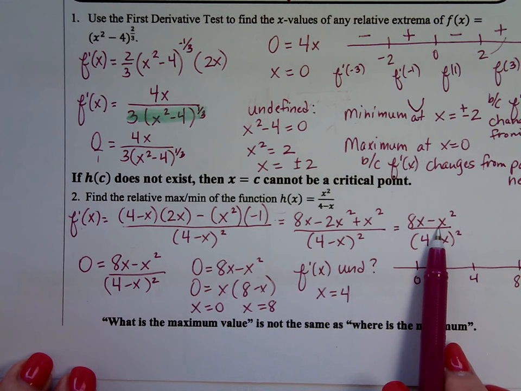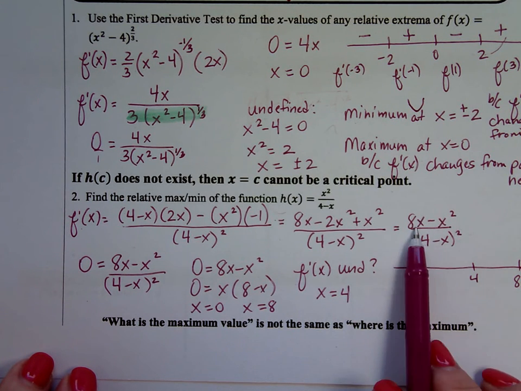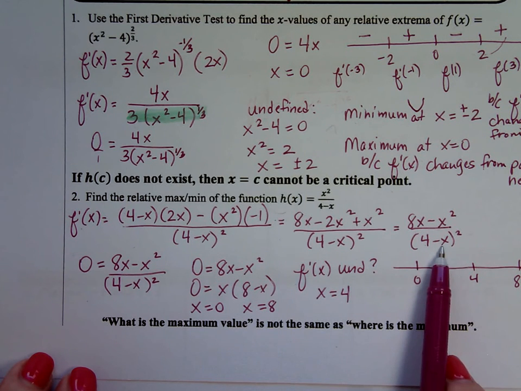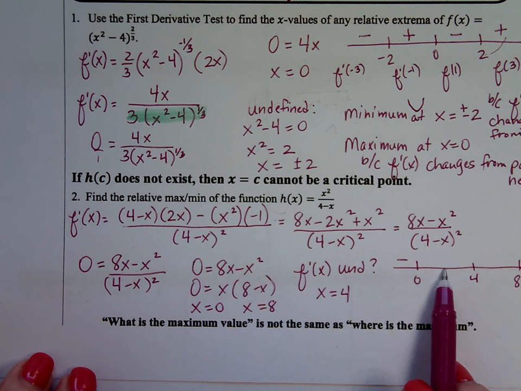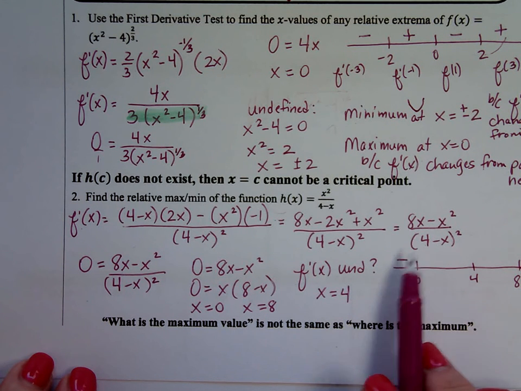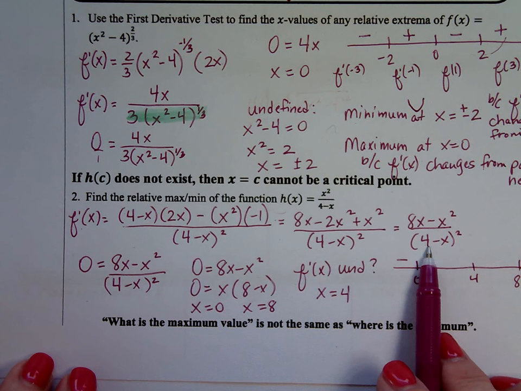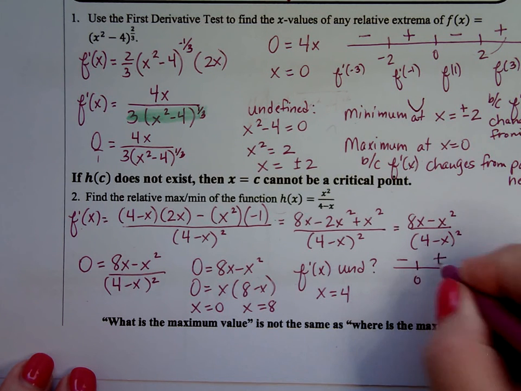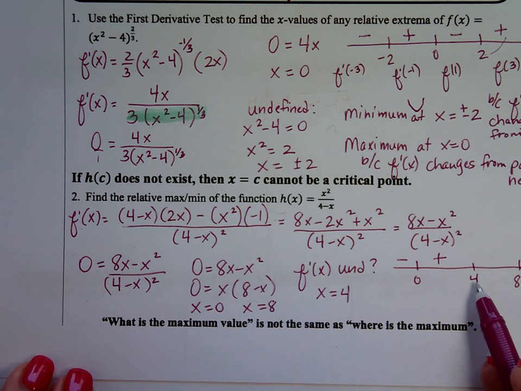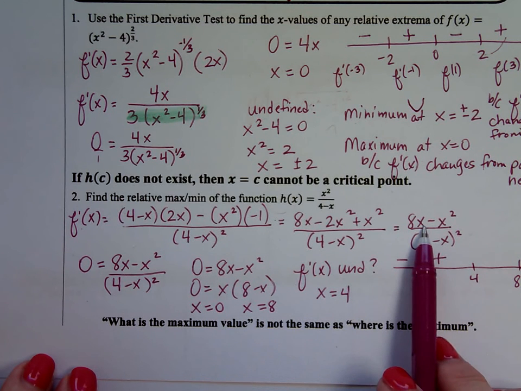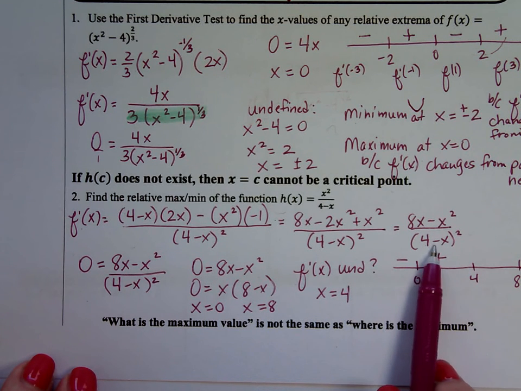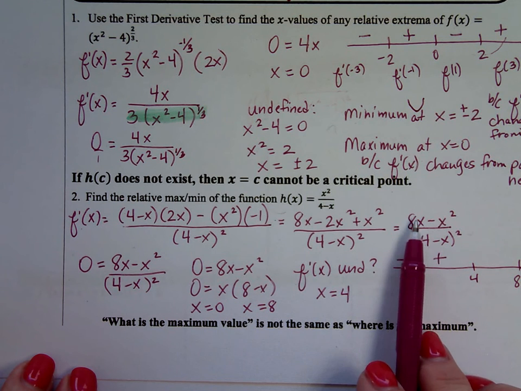Again, I only care if it's positive or negative. So if I put in a -1, I get a negative on top and a positive on the bottom. That makes this negative. If I put in a 1, I get 8 minus 1, that's positive. 4 minus 1 is 3 squared, is still positive, so positive over positive is positive. If I put in a 5, I get 40 minus 25 over -1 squared. Interesting. I get a positive over a positive.